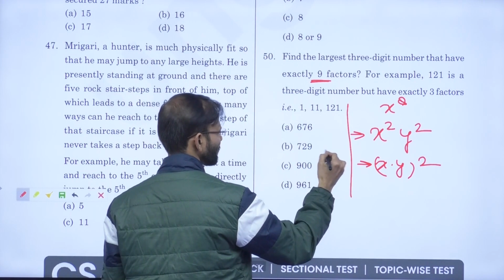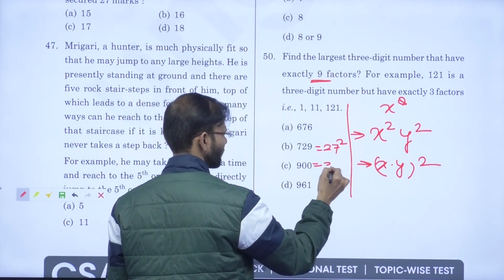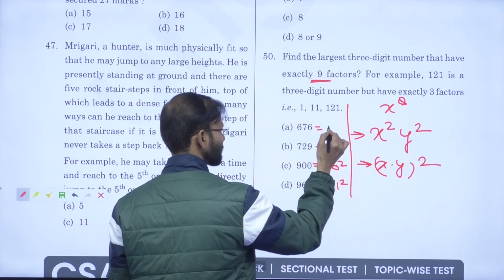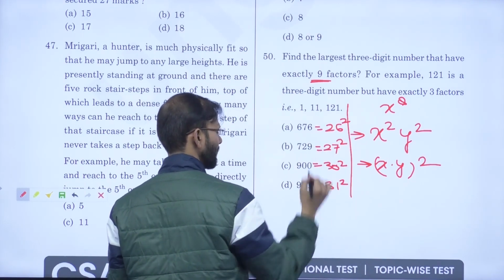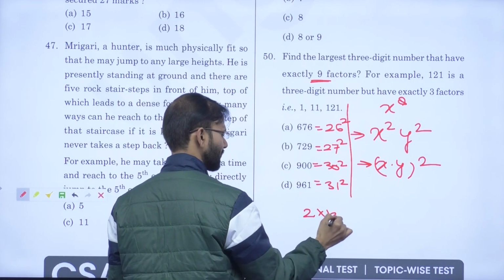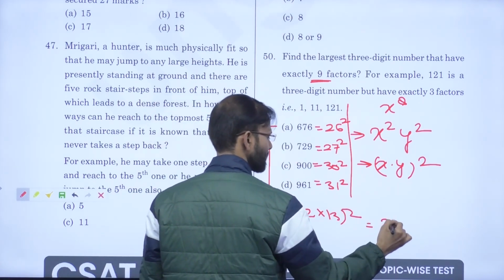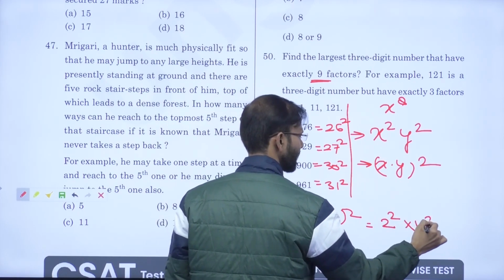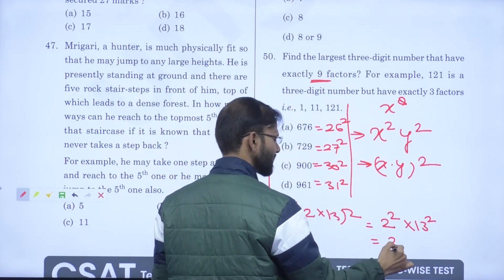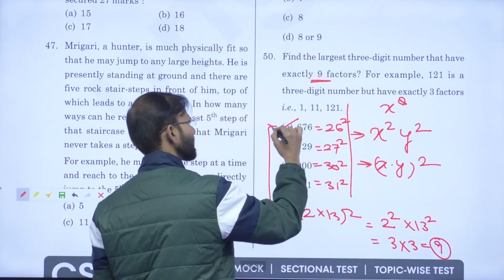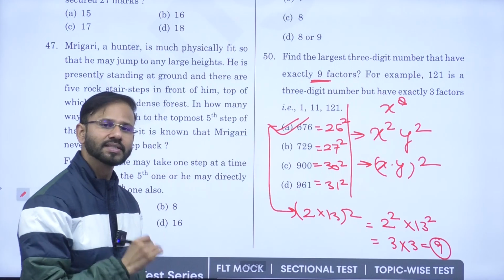So guys, this is the perfect square of 27. This is the square of 30. This is the square of 31. This is the square of 26, guys. 26 is 2 into 13, right? So this is 2 square into 13 square, and this will have 3 into 3, 9 factors. Correct? So here the correct answer is 676.